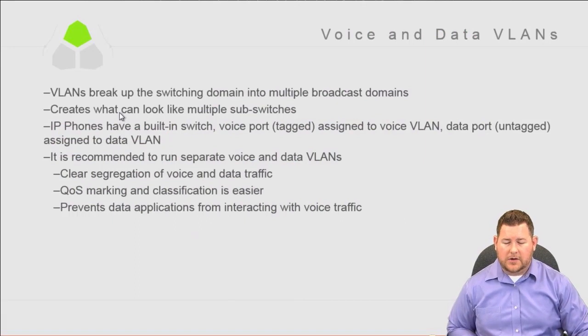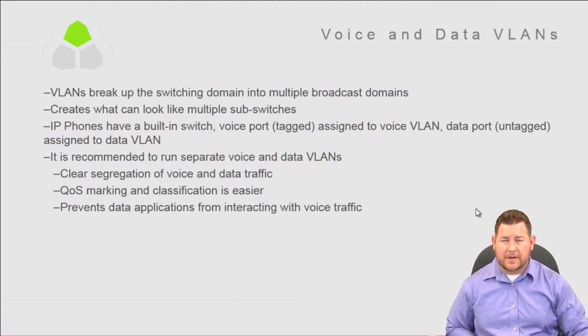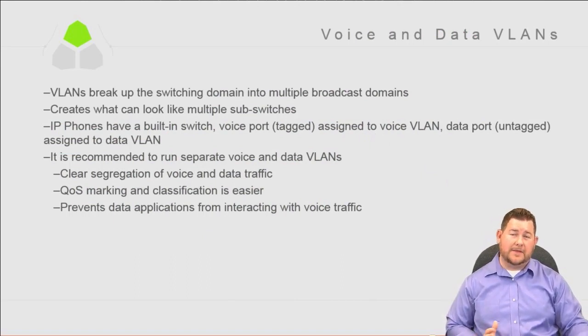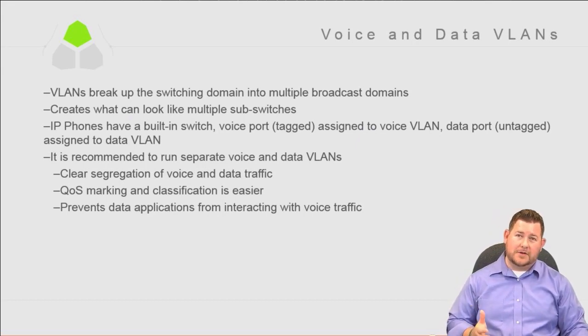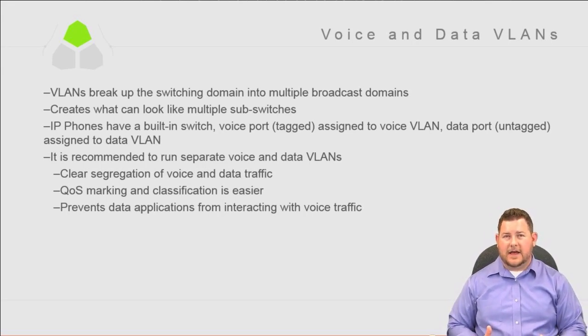So it creates what can look like multiple sub-switches, which I just kind of showed you there. The IP phones, like I had talked about a little bit earlier, have the built-in switch, which is the voice port and the data port. So one is assigned to the voice VLAN, and then the other one is assigned to the data port, which is untagged. So on the switch configuration itself, you can go look in there and see that the phone is actually assigned 2 VLANs.